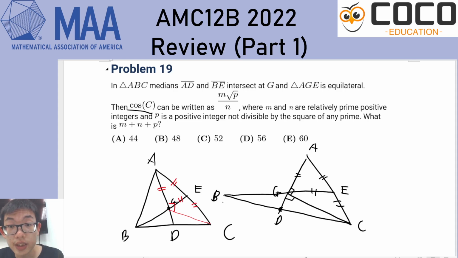Okay, and I'll call this all X. Now, based on the properties of the centroid, I know it's 2:1. So this is half X and this is 2X. I know that this is going to be square root 3X, which again means that I have not got much left to say.